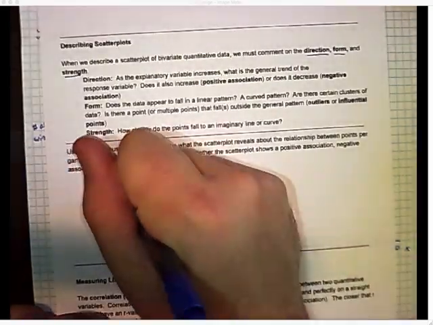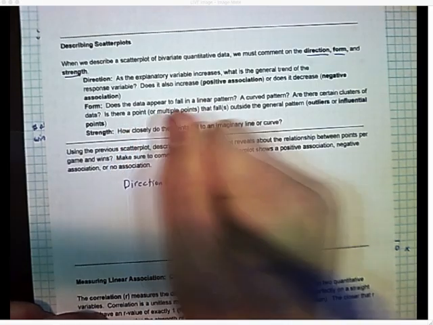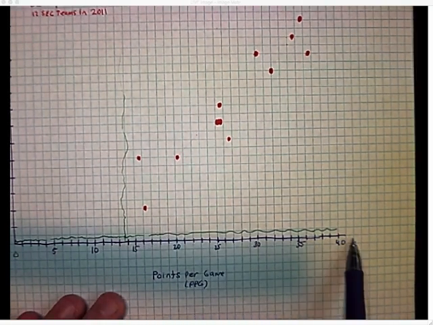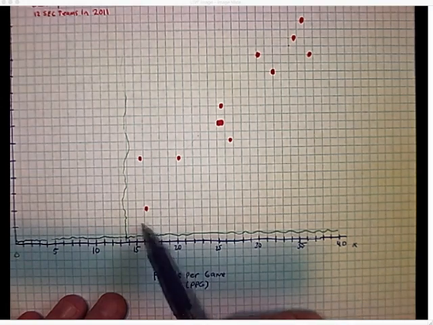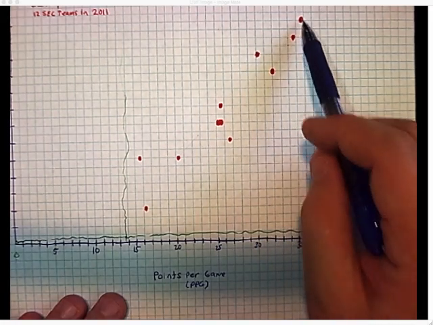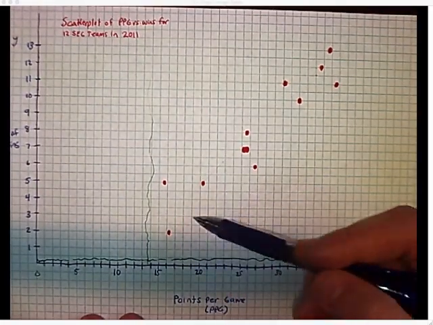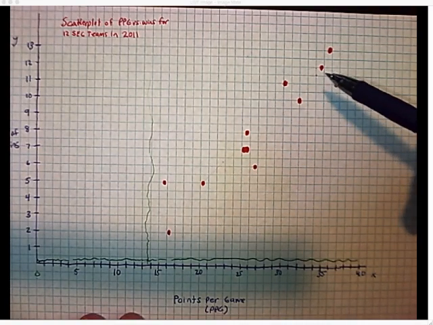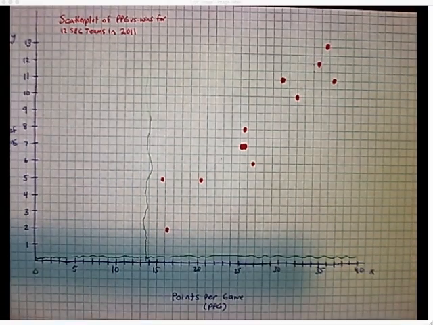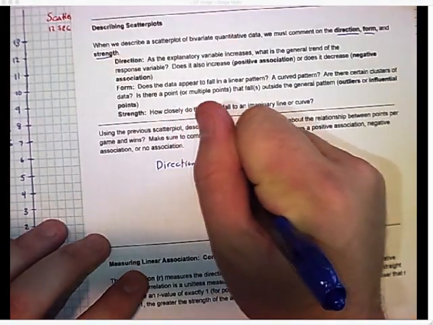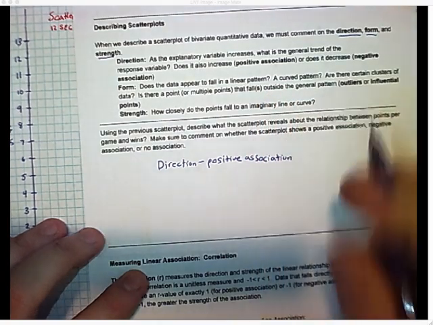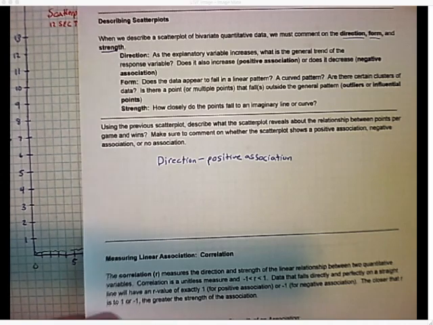So, for this example that we have, let's comment on the direction. We already kind of talked about that. What happens as points per game goes up? As teams score more points, what's generally happening to their wins? Are their number of wins going up or down? To me, it looks like the more points they score, the more wins they have. That's what these points reveal. So I would say that there's a positive association. If one variable tended to go up and the other one tended to go down, that would be a negative association.